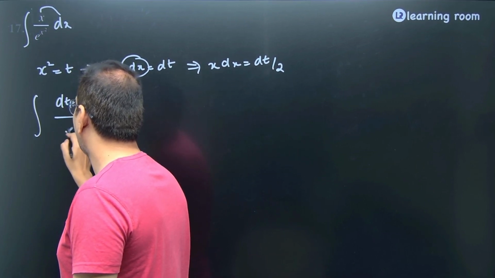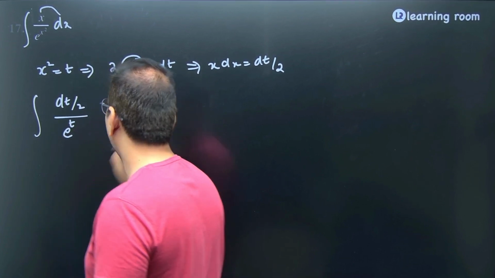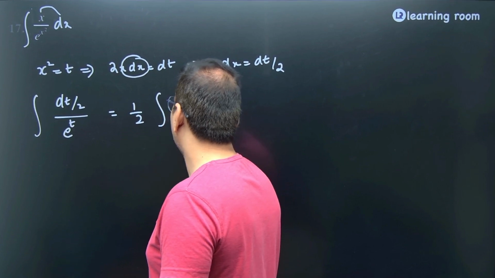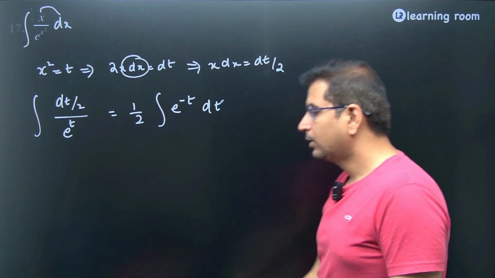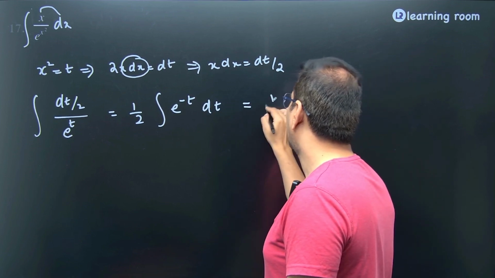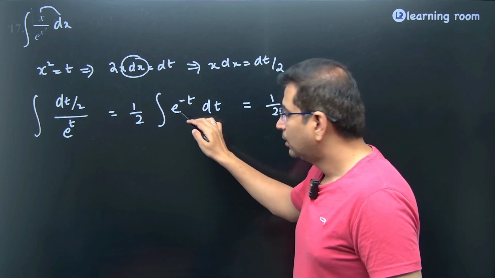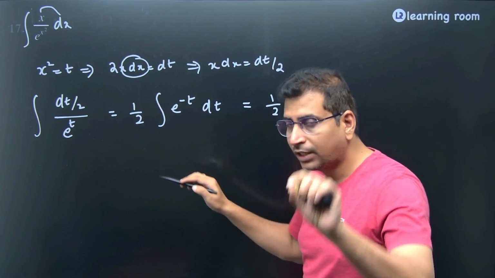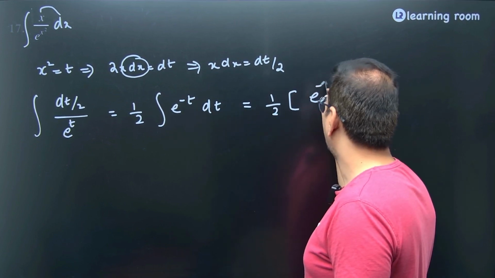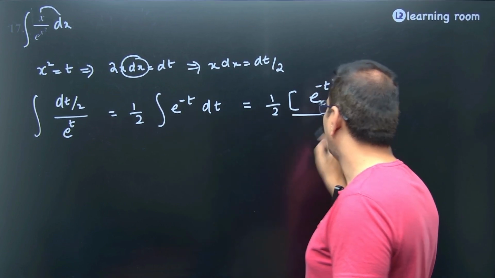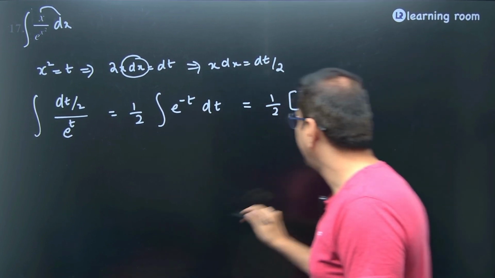The denominator is e power, in the place of x square I can write it as t. So it will become half of the integral of, sorry, 1 by e power t is basically e power minus t times dt. So here the answer would be half of, listen to this carefully, the integral of the exponential function is the exponential function itself. So e power, whatever is there, write it. So e power minus t, the whole divided by whatever is the coefficient of t, write that in the denominator.